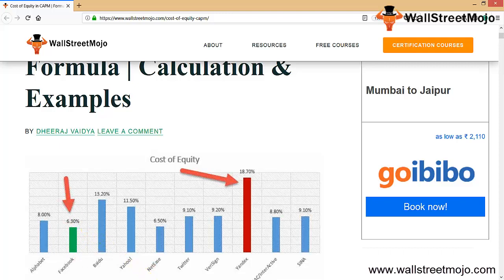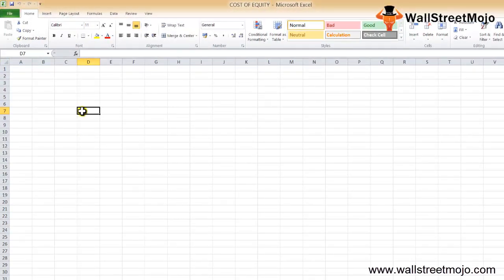So what is exactly the cost of equity? The cost of equity, known as KE in a very short way, is one of the most significant attributes that you need to look at before you think of investing in any company. Let's look at the graph above that we saw. The cost of Yandex is 18.70, while that of Facebook is just 6.30. So what does this exactly mean? How would you calculate it, and what metrics do you need to be aware of while looking at KE?